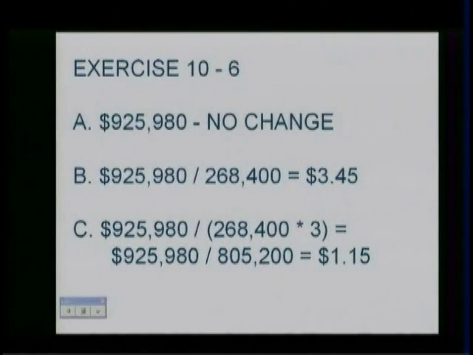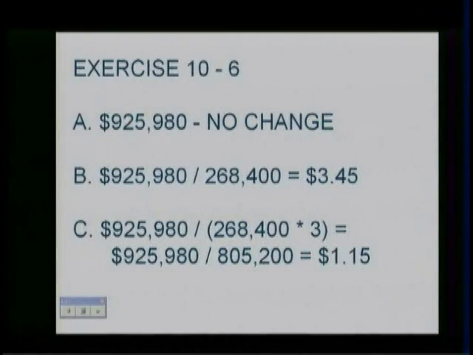It says to calculate what their earnings per share would be for 2003 as reported in 2003. Well, the stock split did not occur in 2003. It didn't occur until 2004. So they would simply take their net income, there are no preferred dividends, and divide it by their weighted average number of shares of stock of 268,400. They would come up with an earnings per share of $3.45.